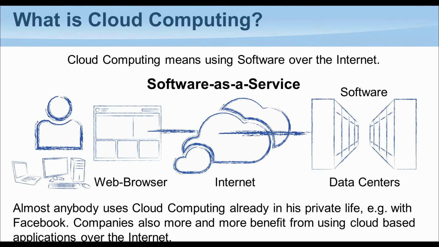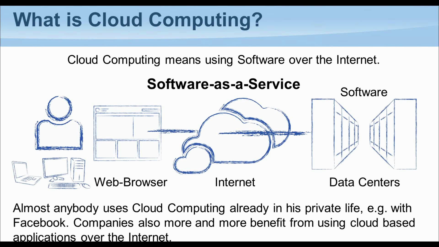So what is cloud computing? Actually, it means using software over the internet. Most people use that already today in their private life. For instance, if you use Facebook or if you buy a book at Amazon.com, you do already use cloud computing. You do not install software on your notebook to buy a book at Amazon. You simply use your web browser and you use the software from Amazon to buy a book online. And this concept is more and more used by companies today. Companies do also benefit from using cloud-based applications over the internet.